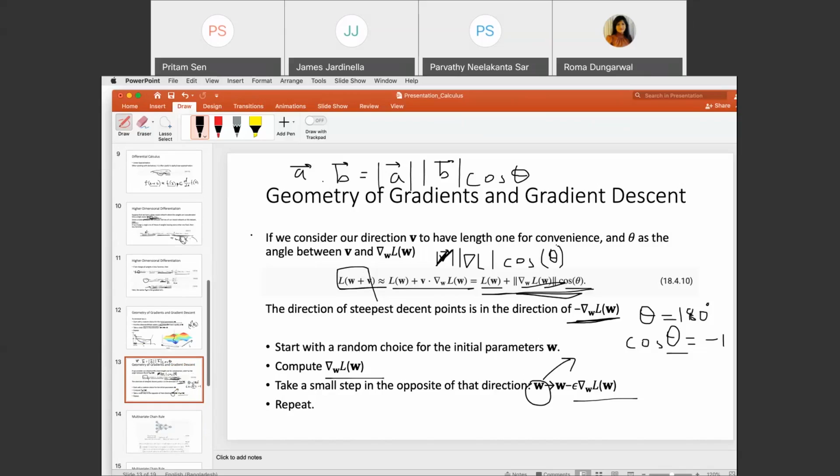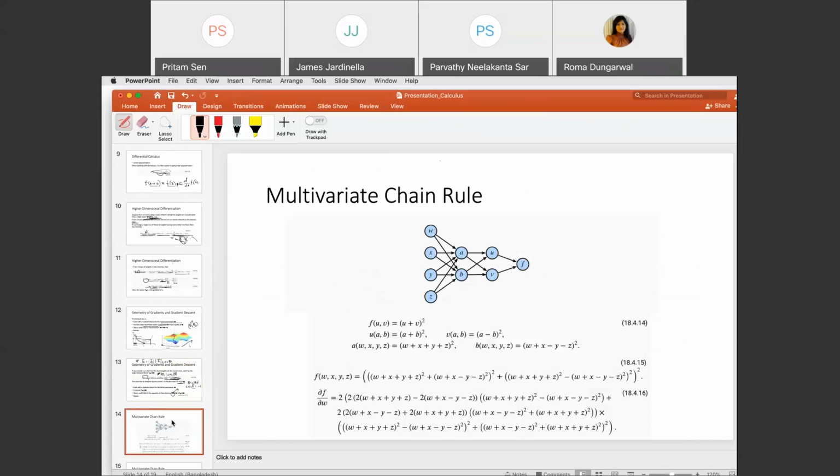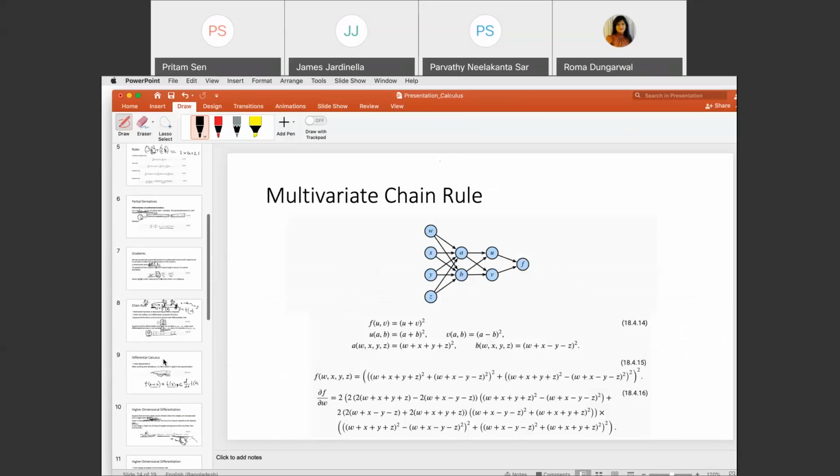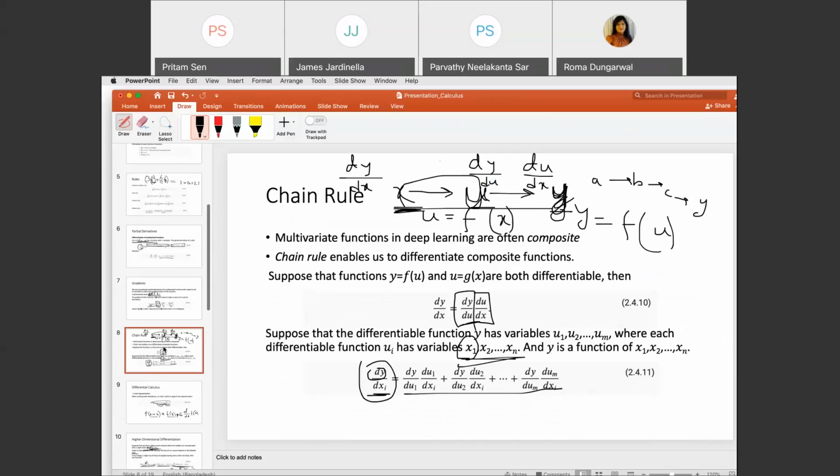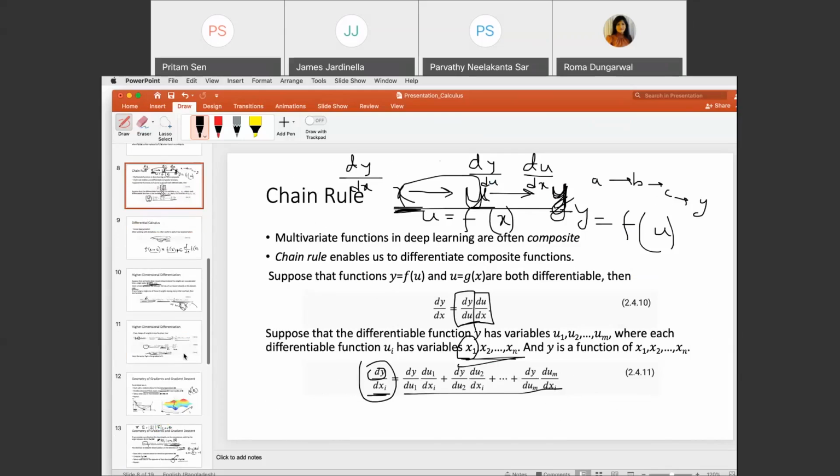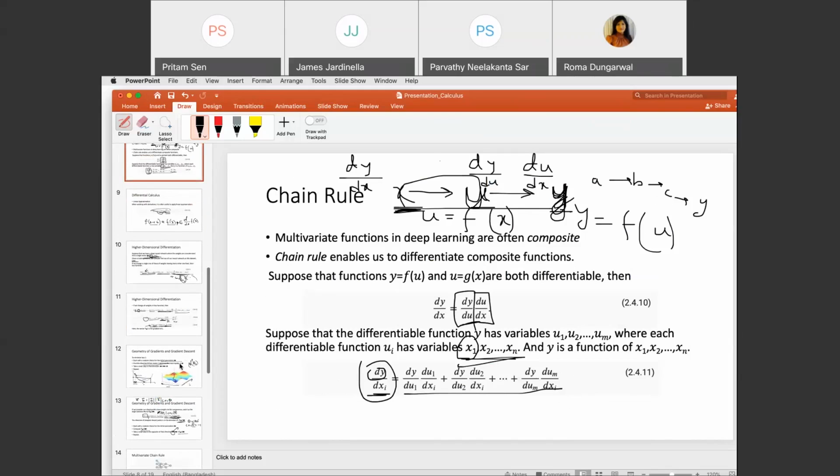So this gradient, we already showed the rule here. We can calculate the derivative for each step, and for a multivariate function, we can also use this chain rule.